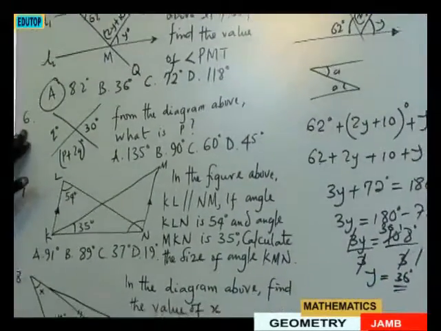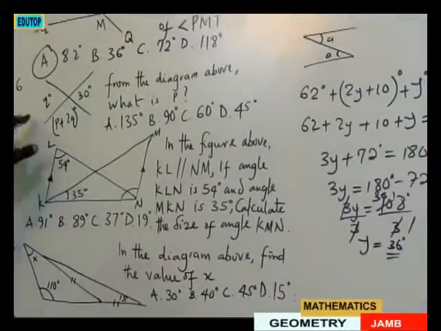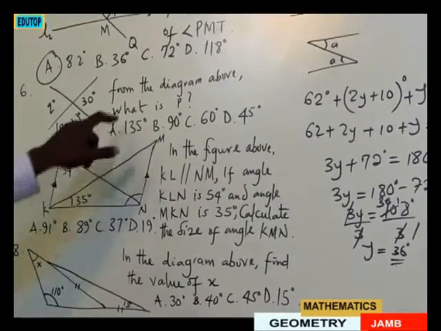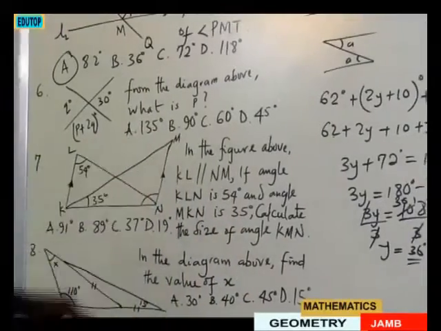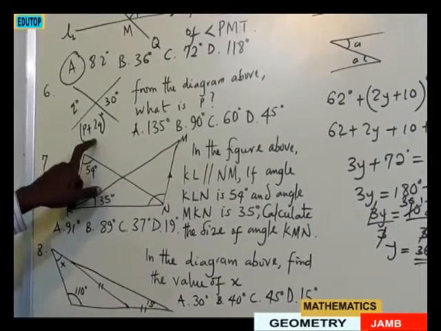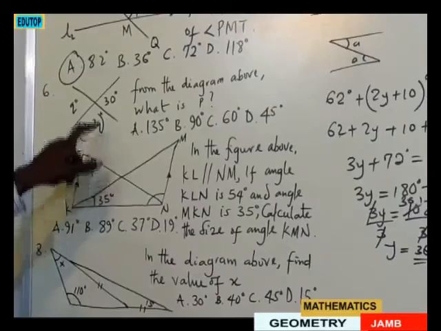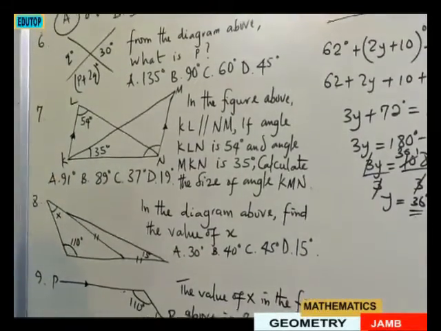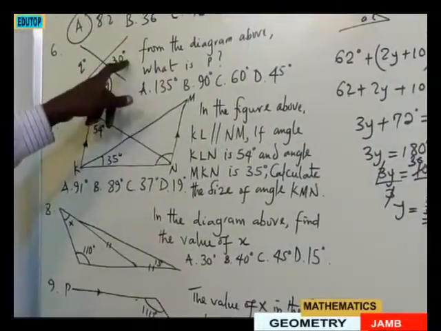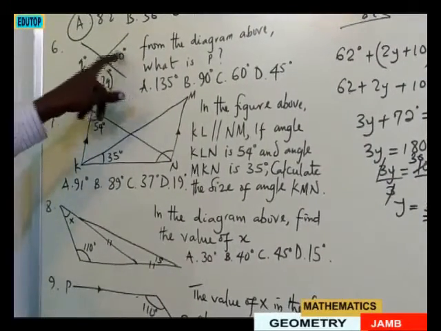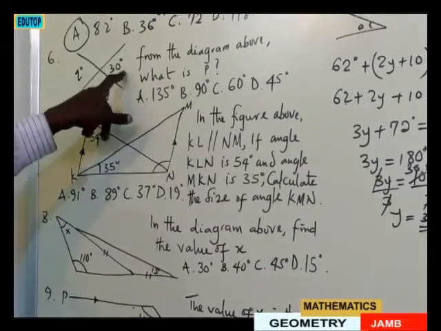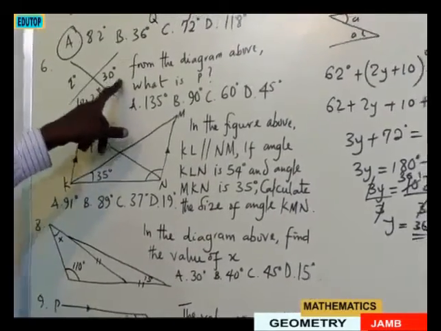Then question 6. We have lines. It's also lines geometry. From the diagram above, what is P? Look at our P. If you look at this very well, this is a straight line. And if you look at this very well, these ones are vertically opposite angles. You can even deduce that from what you are seeing here.